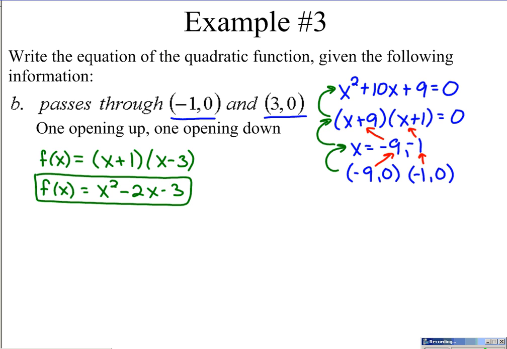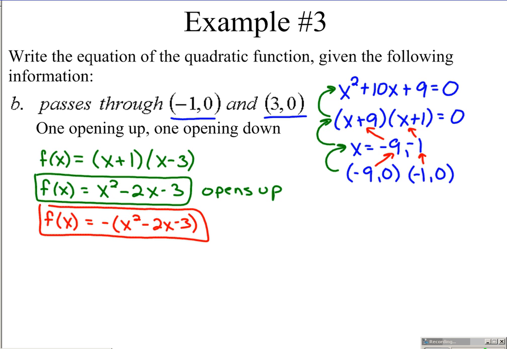What direction is this opening? Well, that's opening up. The reason we know it's opening up is because the coefficient on the squared term is positive. Now we need a second one that opens down. Well, how can we be guaranteed that we have the same exact solutions, but it's opening down? Put a negative on the entire function. There's our second function. That one now opens down.